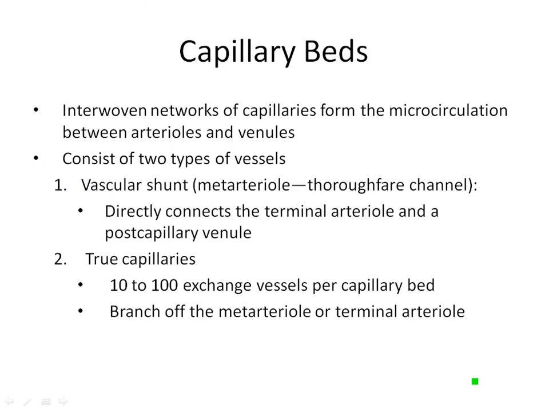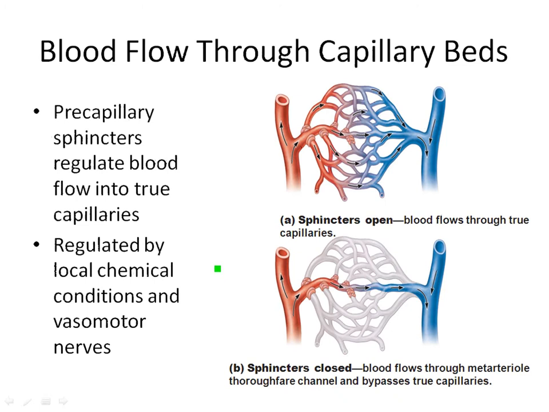Okay, so let's talk now about two important parts of the capillary bed. We have the vascular shunt, which is a connection between the arteriole and the venule. It's a shortcut, just a quick run from the arteriole to the venule to get blood out somewhere else. The true capillaries are all that massive network of blood vessels between the arteriole and the venule, and allow for all of that exchange to occur. Now let's look at an image that helps to explain this a little bit better.